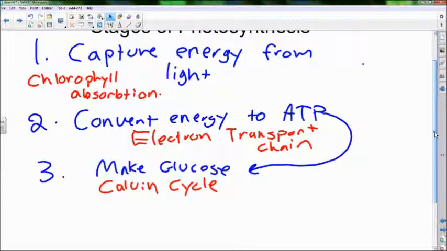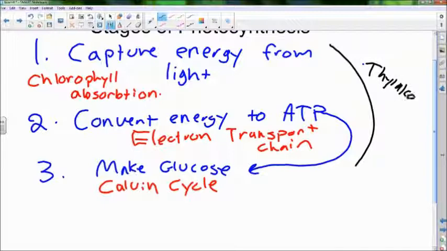Okay, and the other thing that we should throw in here is the first 2 stages. So stage 1 and stage 2 all happen in the thylakoid. But the actual making of the glucose production happens in the stroma. So all of photosynthesis takes place inside the chloroplast, but the first 2 stages are going to happen in those flat discs, whereas the actual glucose putting together happens in that syrupy stuff in between.